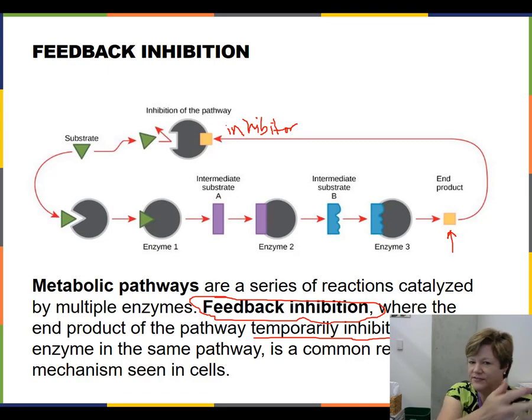Or in this example, if this pathway just ran all the time, you would end up with too much yellow square. So the yellow square ends up acting as an allosteric inhibitor towards one of the enzymes that's actually part of this same pathway. So it's a really interesting and effective way that most of these pathways will regulate themselves, kind of like a thermostat in your house.